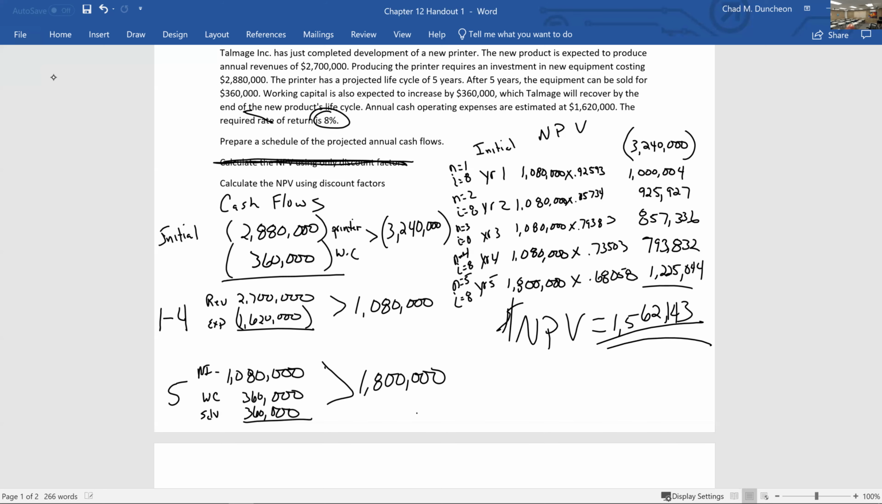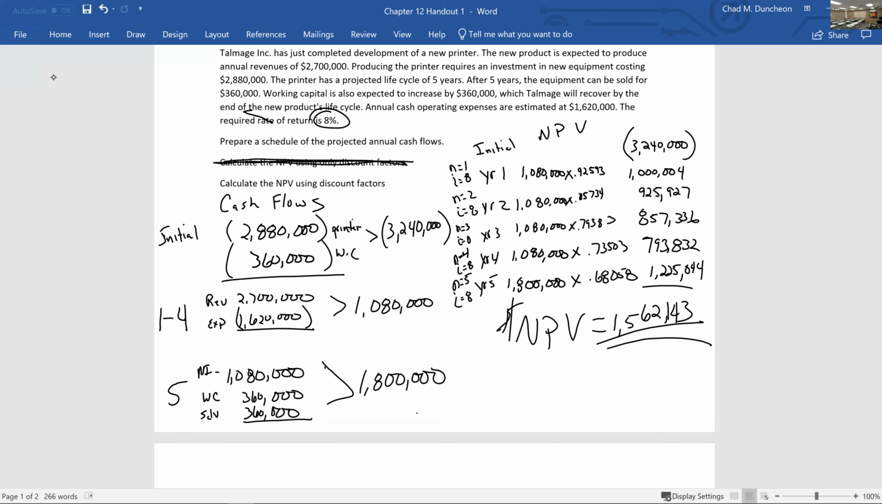That is a very good project. We are getting at least our 8% return. We can't really tell what we're getting. We could do an IRR analysis probably and find out what we're getting. But we know we're getting at least 8%. We got a great net present value. Go ahead and accept that project.